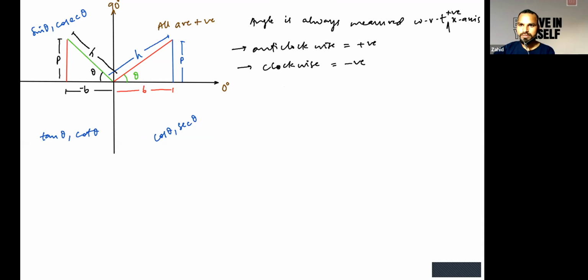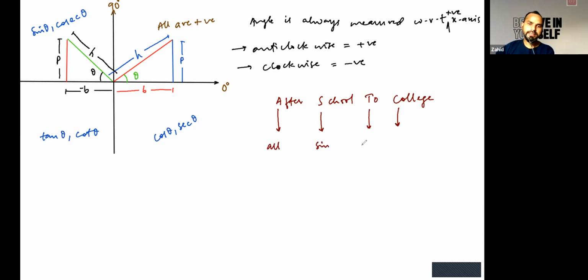I'm defining one rule on how to remember this whole thing. So just remember this sentence: After school, to college. A first term, S first term, T first, and C first. A means all, S means sine and its reciprocal, T means tan and its reciprocal, and C means cos and its reciprocal. It means in the first quadrant, all are positive.